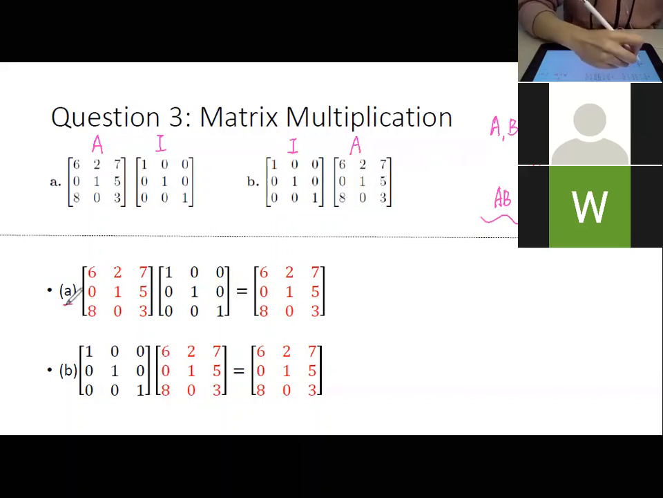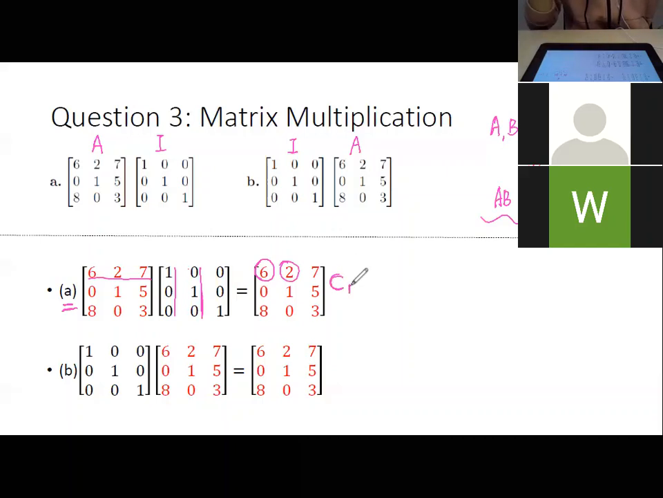For question A, first we do the regular calculation. We use the first row times the first column to get 6, and the first row times the second column to get the element 2. So step by step, we can get the final answer. We denote it as C1.